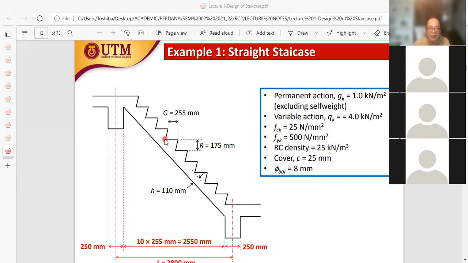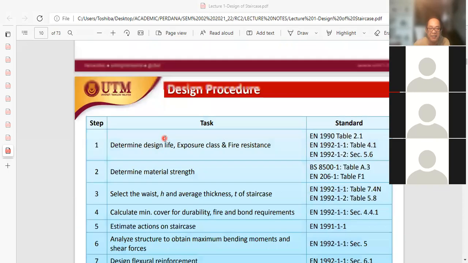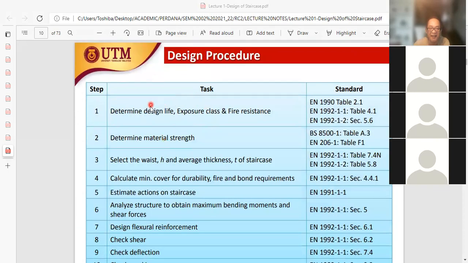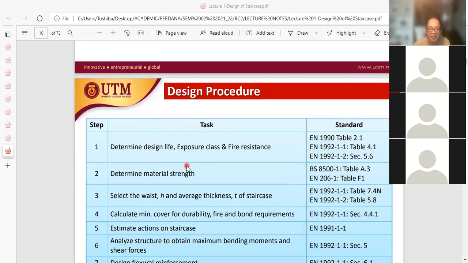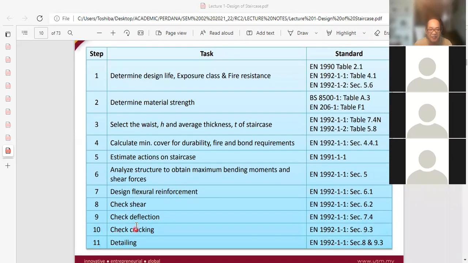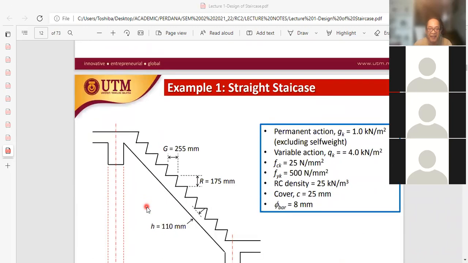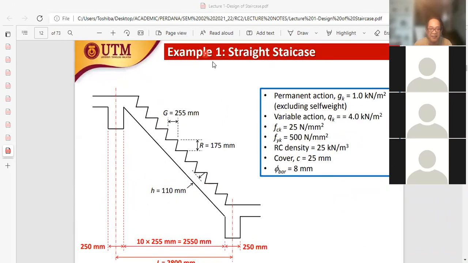Okay. The notes that you have, you can go through the notes. For example, this is the design procedure, okay, the step by step punya solution dan sebagainya. Okay. Alright. As we go along kita punya example, it will cover all the items listed here. Right. So the first example is a staircase, given for a staircase.